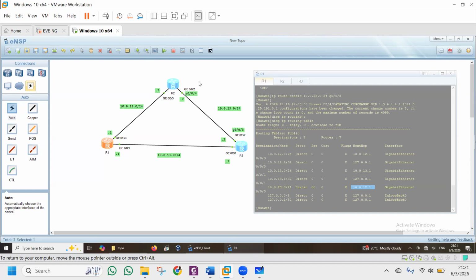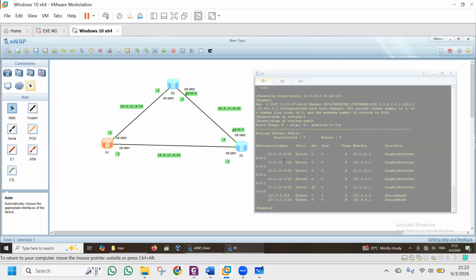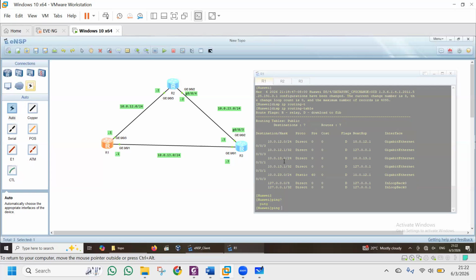Right. So with the network now on the routing table here, we can try to ping these two interfaces. I'll ping the interface 10.0.23.2. I should be successful. Ping works. So it's 10.0.23.2.